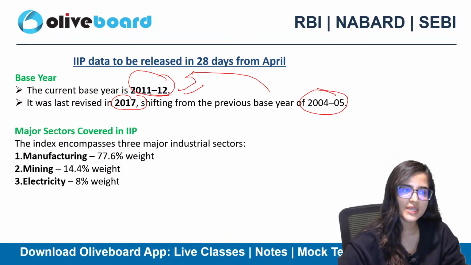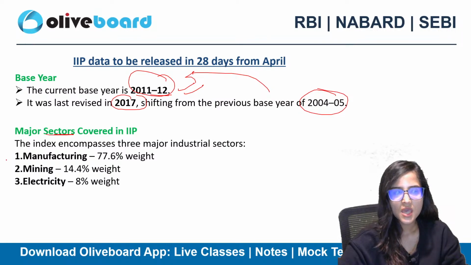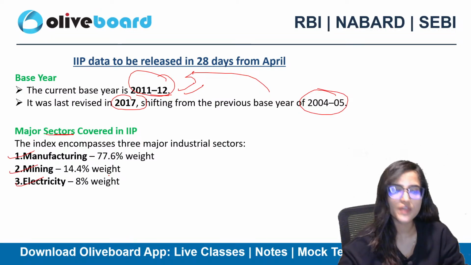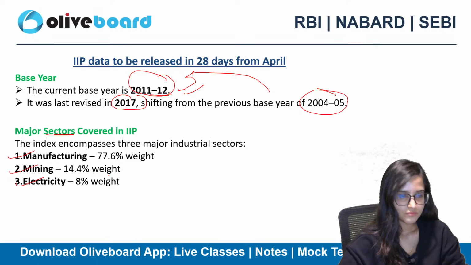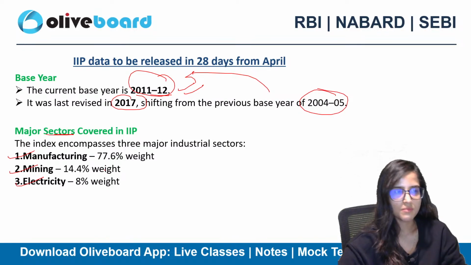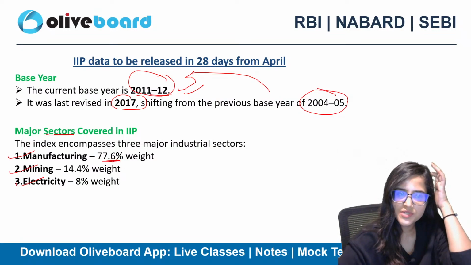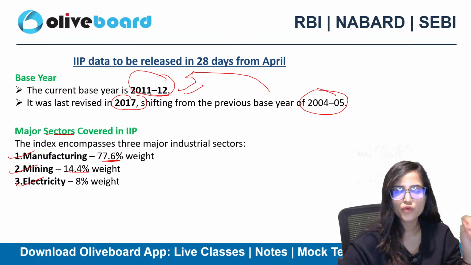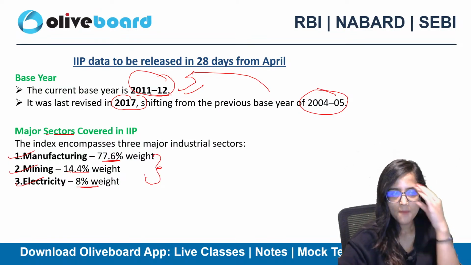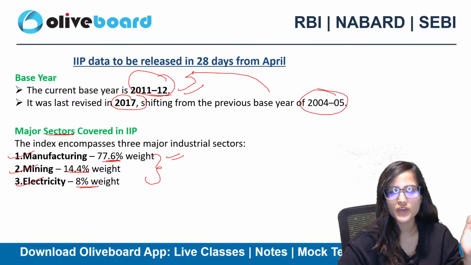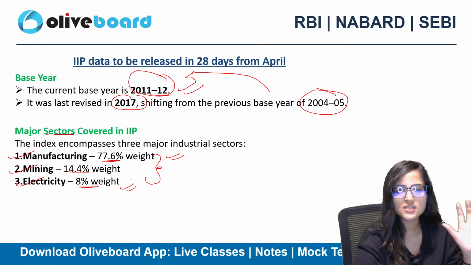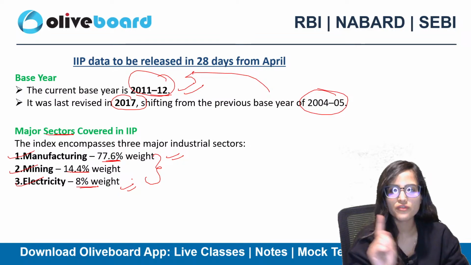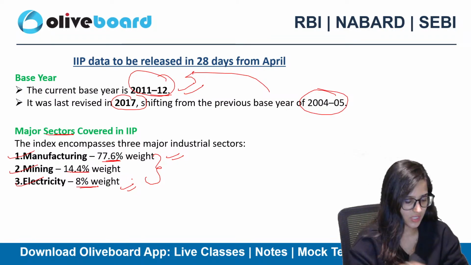And what are the major sectors covered in IIP? Manufacturing, mining, and electricity, and they are given certain weights as well. Manufacturing 77.6%, mining 14.4%, electricity 8%. Please remember this weightage also. Maximum weightage is given to the manufacturing sector and least weightage to electricity. So these are the three industrial sectors covered: manufacturing, mining, and electricity.